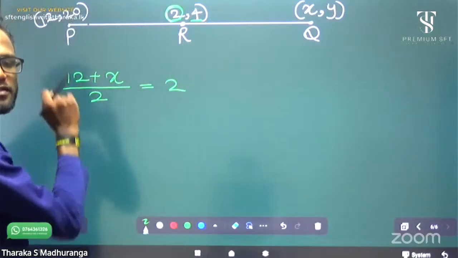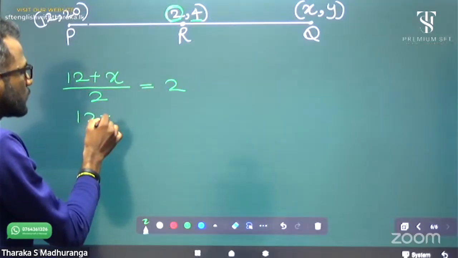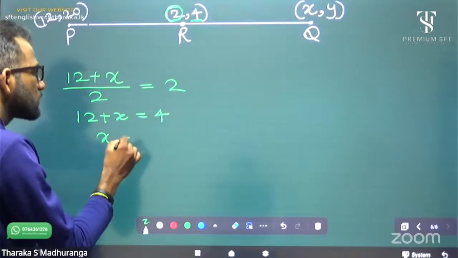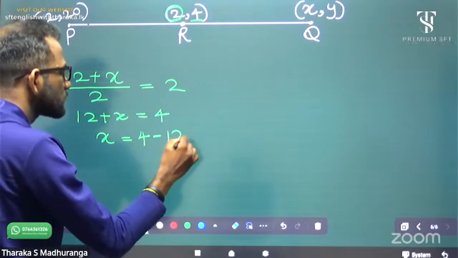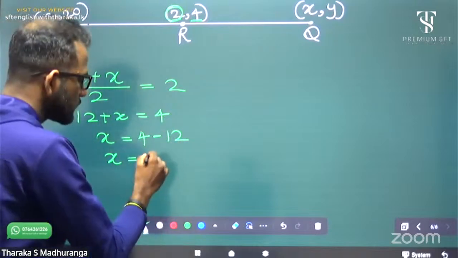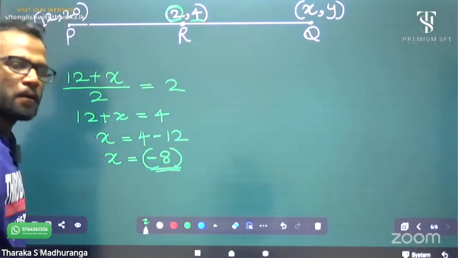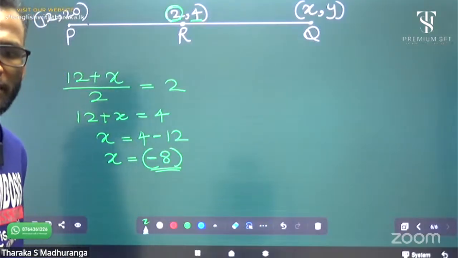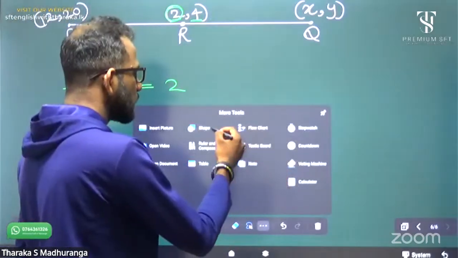Then you can isolate x. 12 plus x equals, cross multiplication, 4. Now x equals 4 minus 12, which is minus 8.